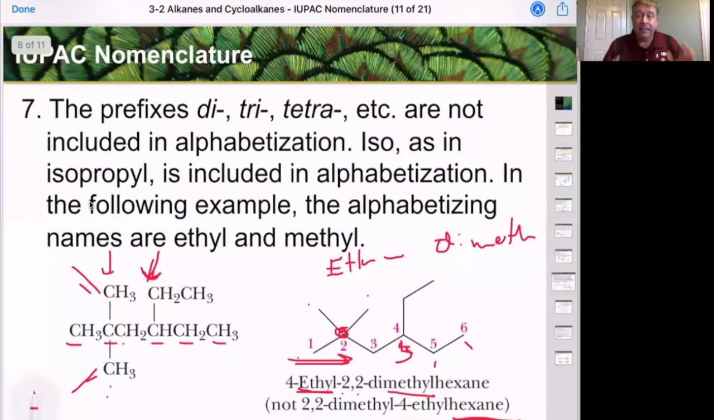So we're going to add to these 7 rules as we add functional groups, as we have double bonds, as we add other things. But these first 7 rules have to be followed, and they have to be followed in order every single time. So get used to these 7 rules in this order.